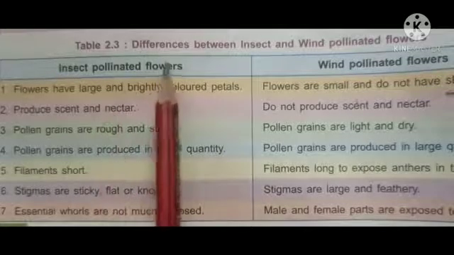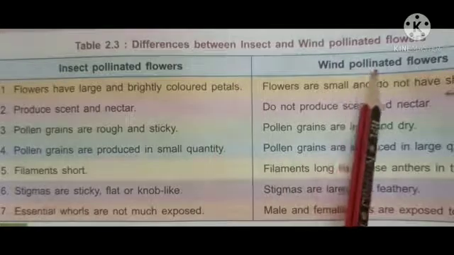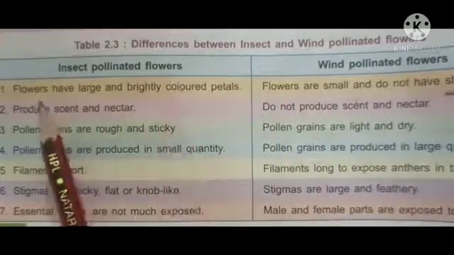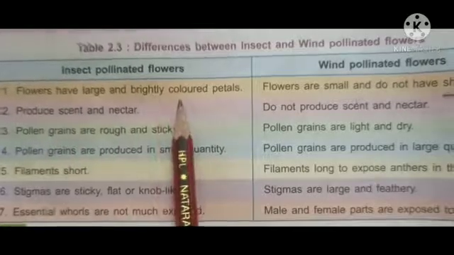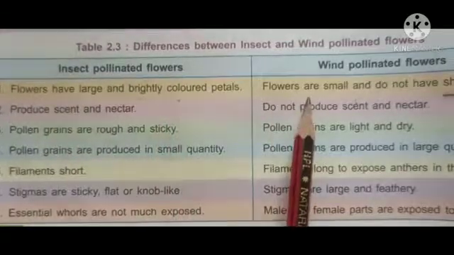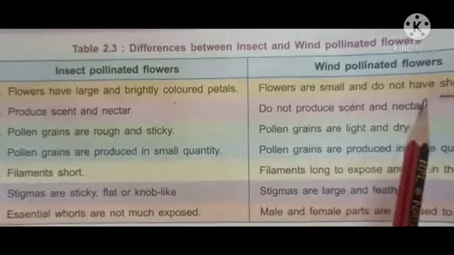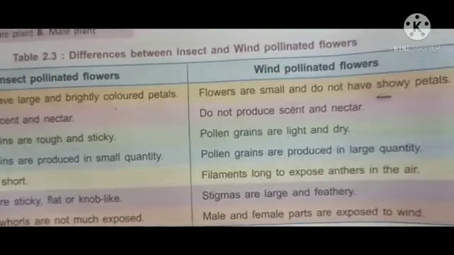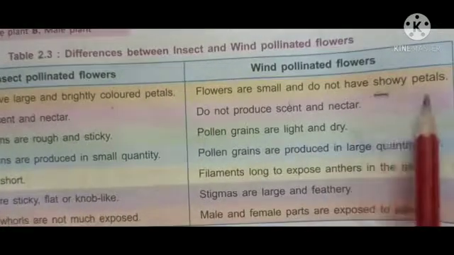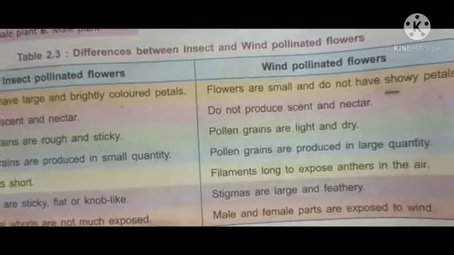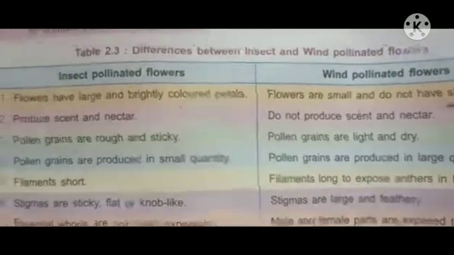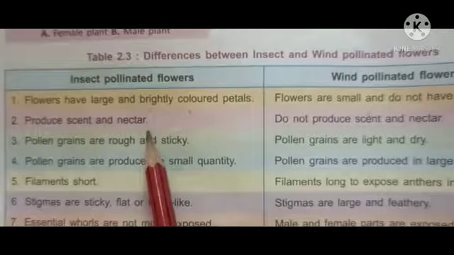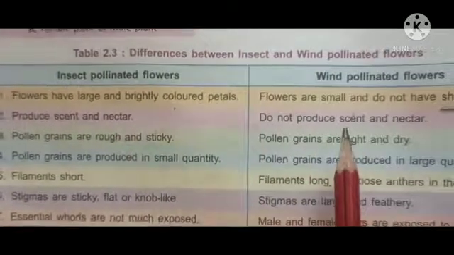Now next is the difference between insect and wind pollinated flowers. First, insect pollinated flowers have large and brightly colored petals, while wind pollinated flowers are small and do not have showy petals. Understood? Now second point, insect pollinated flowers produce scent and nectar, while wind pollinated flowers do not produce scent and nectar.